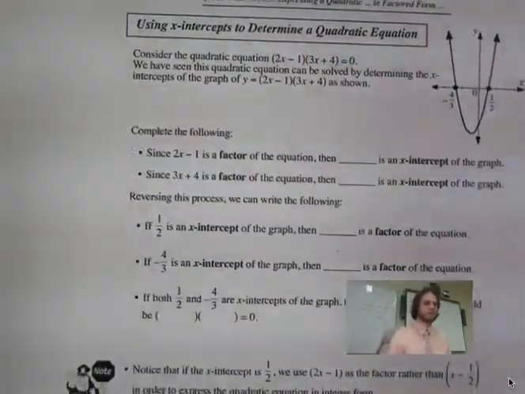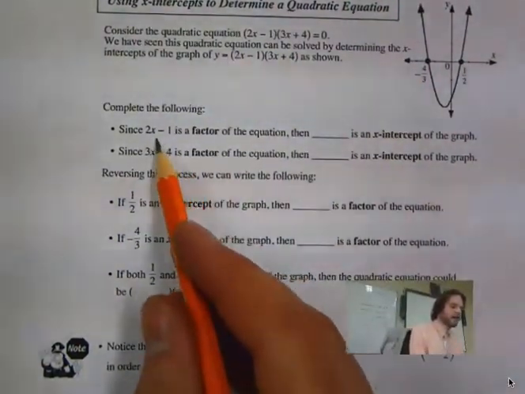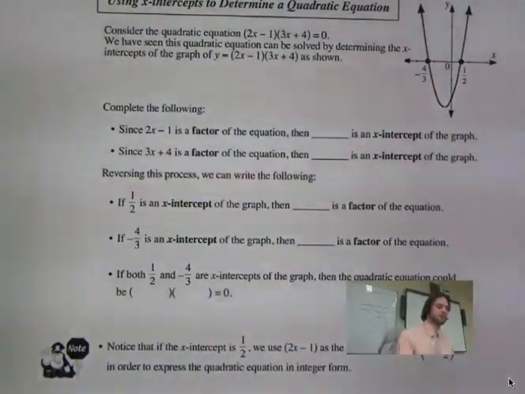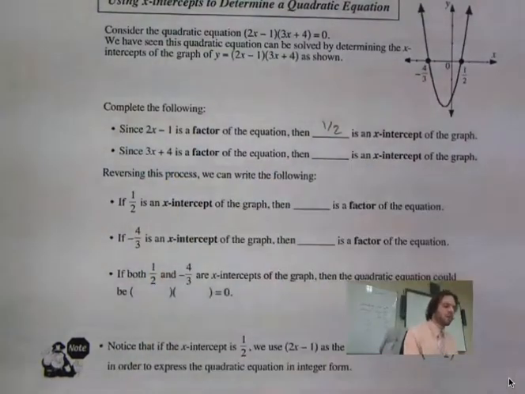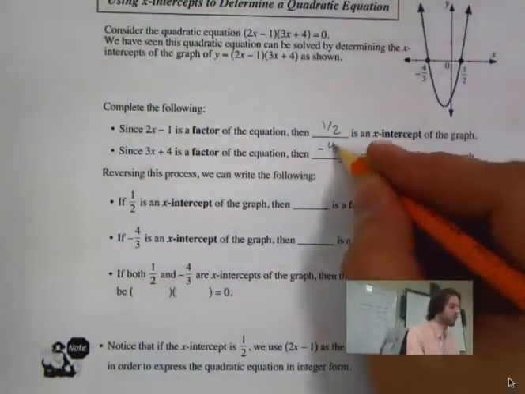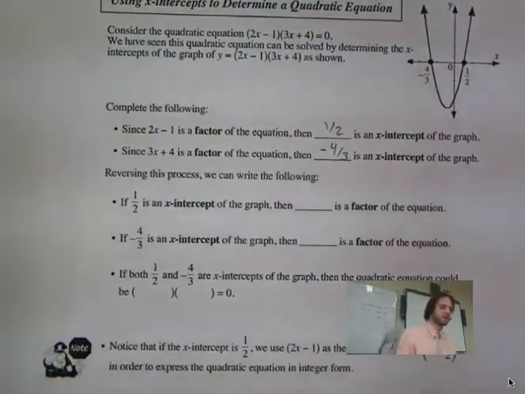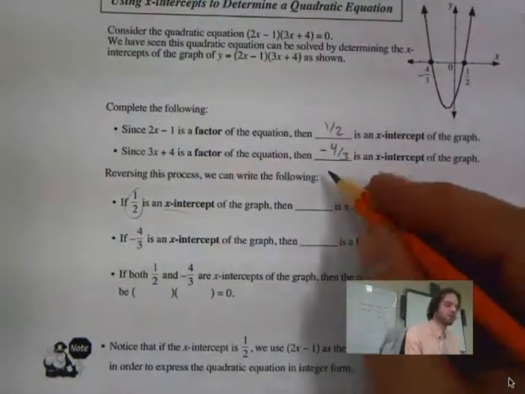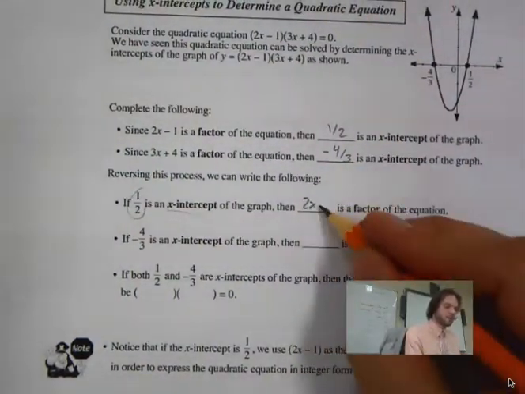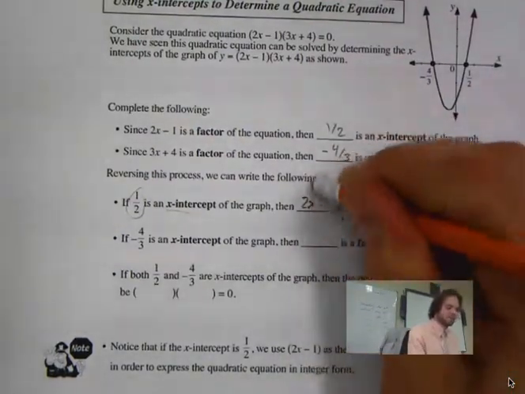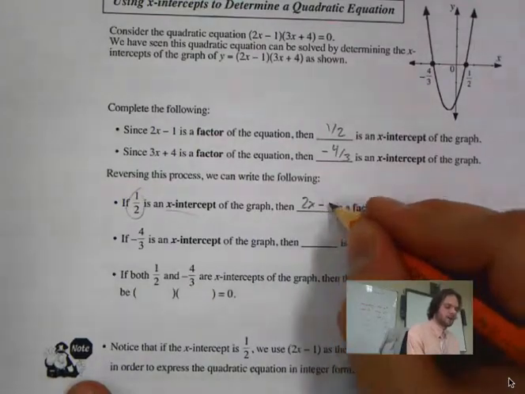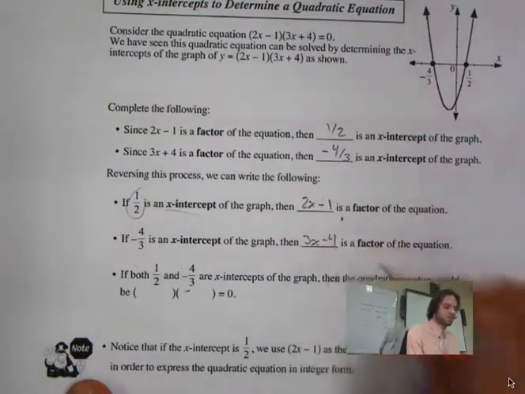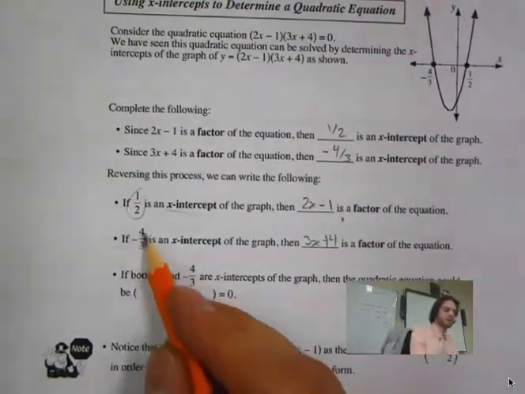I want to go over this just a little bit with you. Since 2x minus 1 is a factor of the equation, then the x-intercept is going to be 1 over 2. And 3x plus 4 is a factor, so the x-intercept is going to be -4 over 3. Now, if 1 over 2 is an x-intercept, then the factor of the equation is going to be 2x minus 1. And this one is going to be 3x plus 4. So basically, we change the sign.